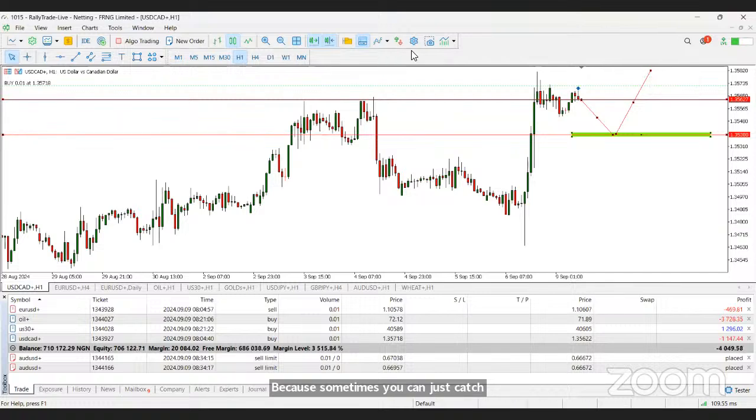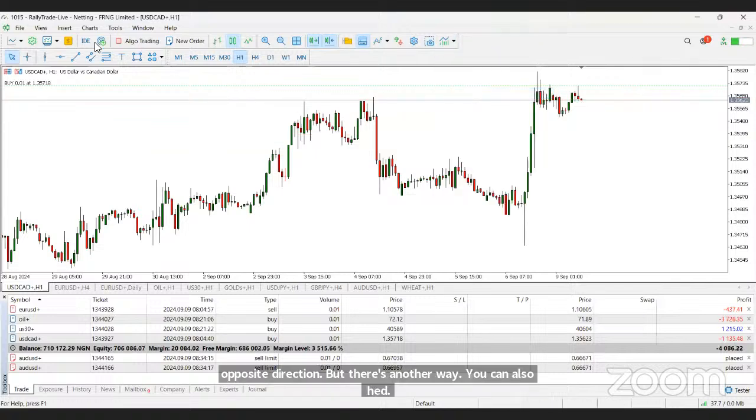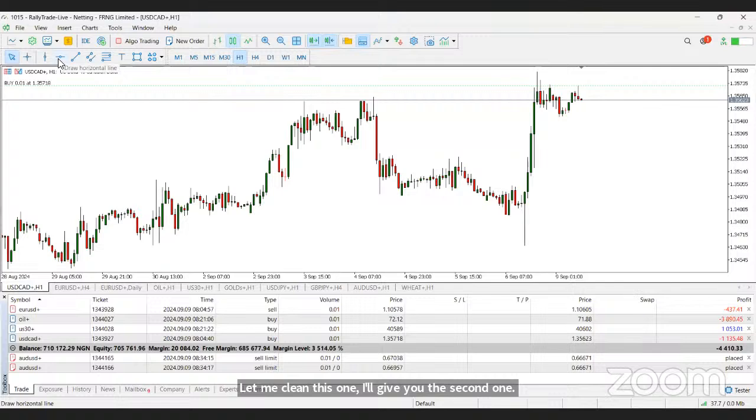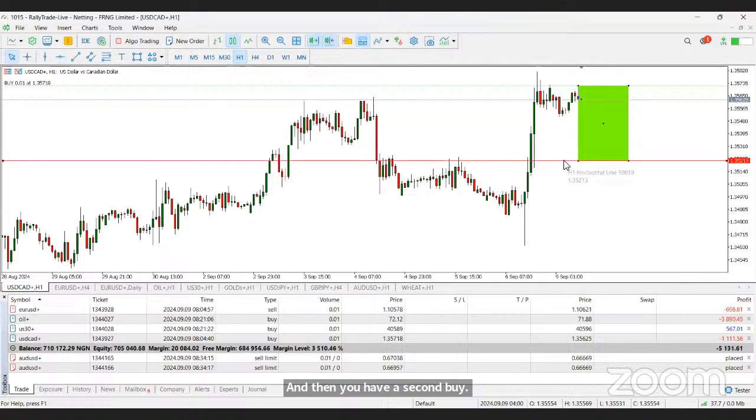But there's another way you can also hedge. Let me clean this one and give you the second one. The second way you can hedge is you have a buy, but the price is not going into profit. So you wait for the price to go against you for a while, as if you have juju. The price goes against you to this level, and then you place a second buy here. But there are a lot of things around this second buy, because if you do 0.01 lot, again, it's going to give you issues.